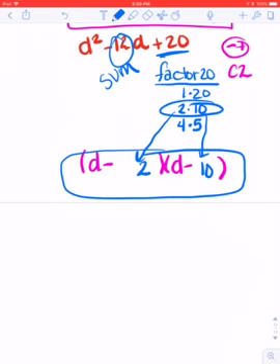Okay, be sure to look over your foldable, guys, tonight, and this will be your quiz tomorrow. See you then.